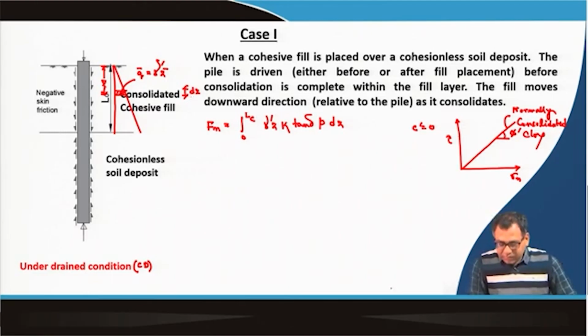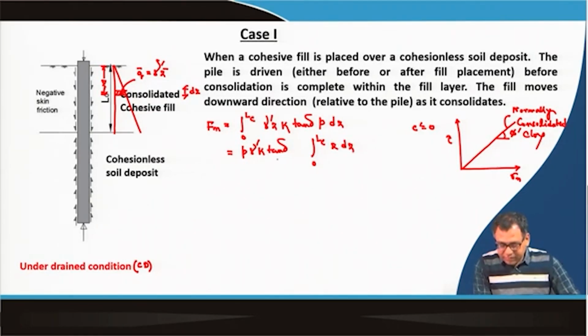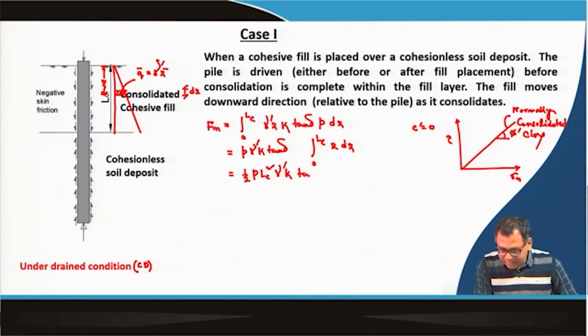So this way we can calculate. If I take the perimeter out, gamma dash outside, K out, tan delta also out, that will give us the integral from 0 to L_C of z dz. So we can write this will be half z square, so half P, where P is the perimeter, then L_C square, because z square means L_C square. If I put the limit, then gamma dash, K and tan delta.